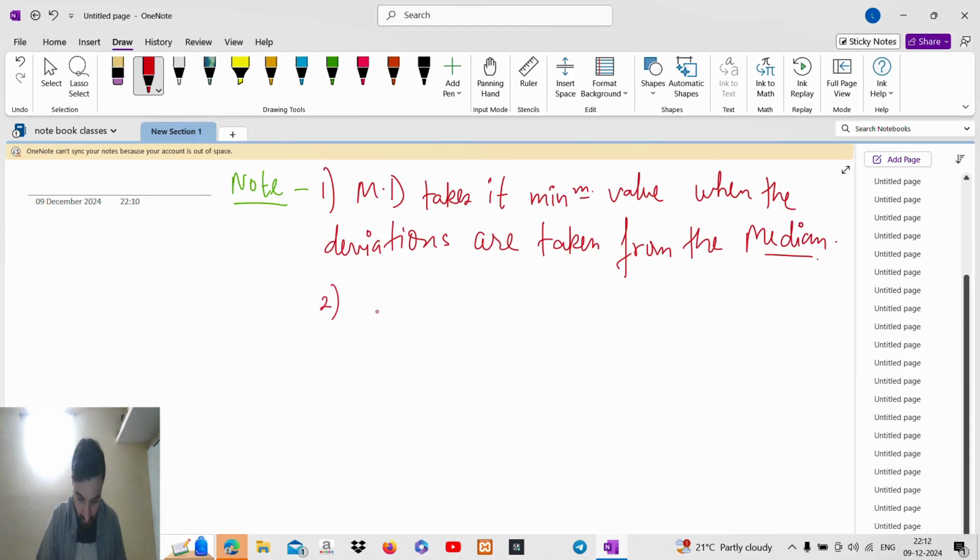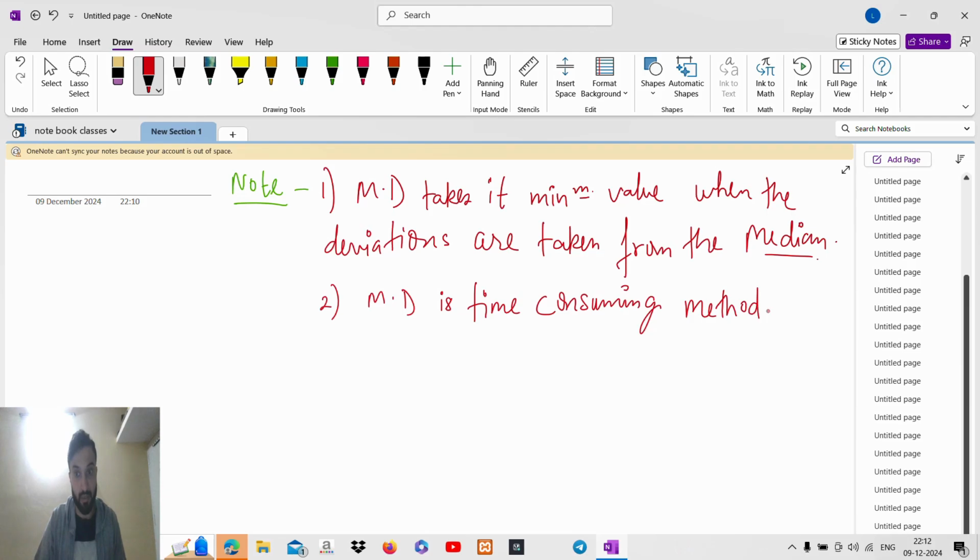Second, mean deviation is time consuming. This is a disadvantage. Mean deviation is a time consuming method. Already we have seen, right? First find the mean, then the mean deviation about the mean. There also, find the median, then the mean deviation about the median. That is what is time consuming.